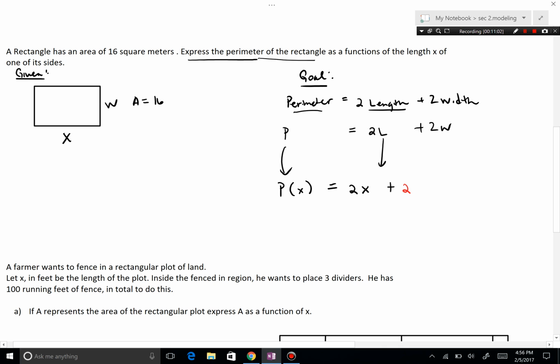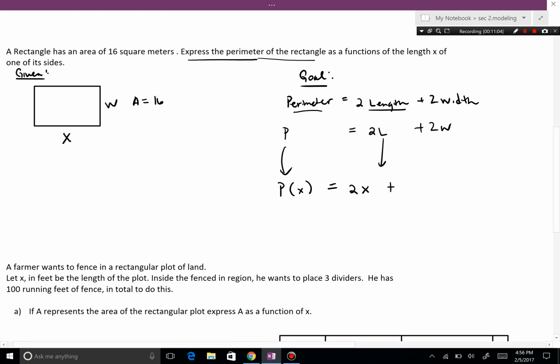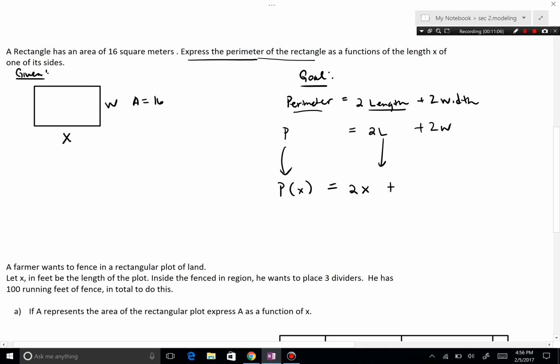Okay, but there's a problem. We need it to be a function of just x's. So this width, we need to figure out some way to write width in terms of x, plug it in here, and then we are done. That's it, okay? So here we go.